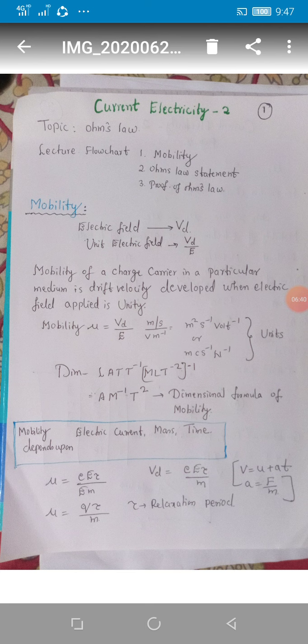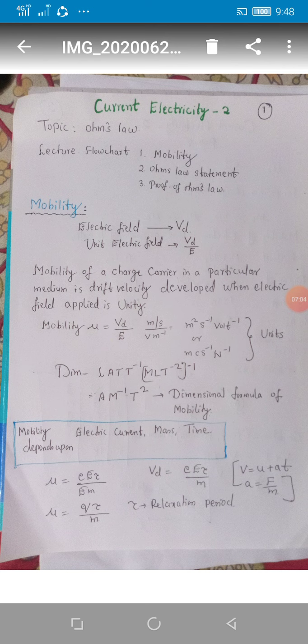And what is relaxation time? The average distance traveled between two successive collisions. As you know, electrons are continuously colliding. I have shown yesterday in the previous lecture, as in the case of gas molecules. So I think now it is clear about the mobility. You just frame it in your own mind, in your own sentence. You don't have to copy exactly what is written.